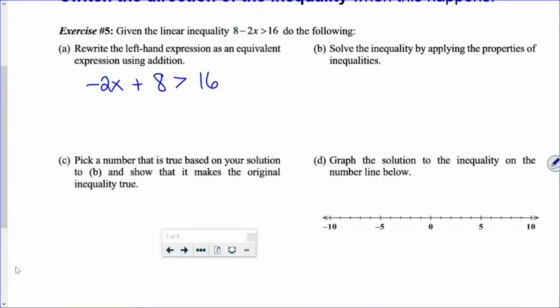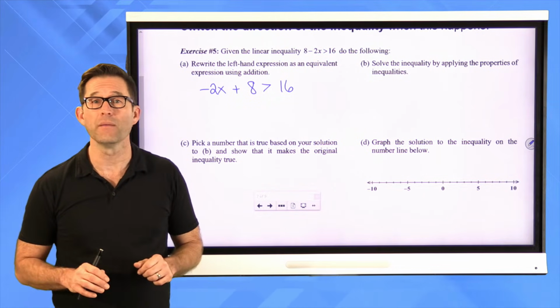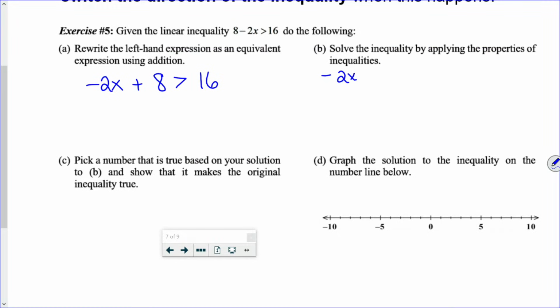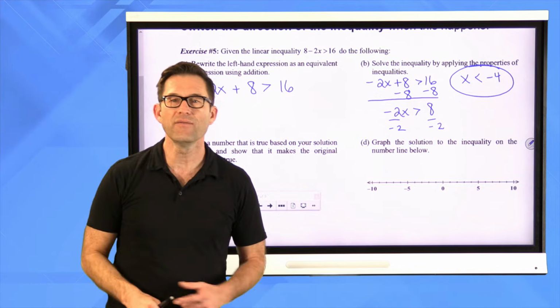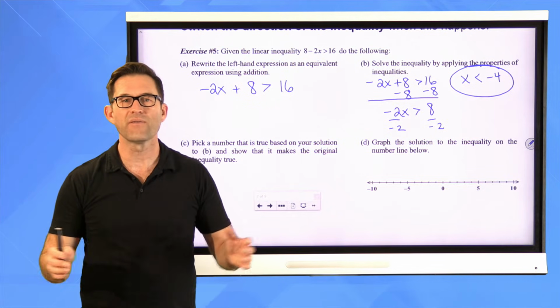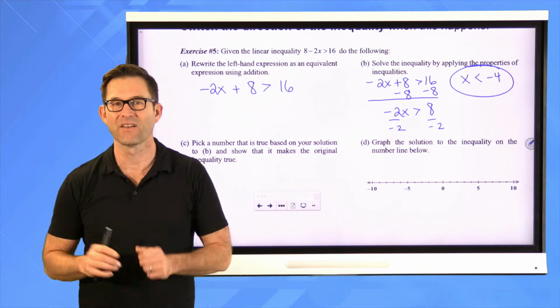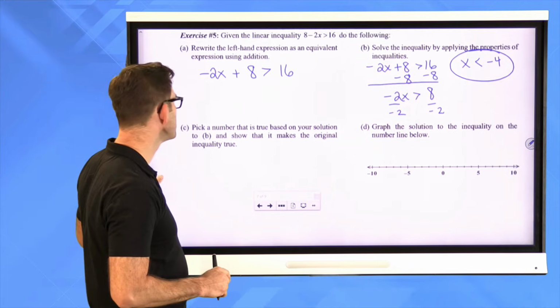Now, let's take a look at letter B. Solve the inequality by applying the properties of inequalities. This is almost exactly what we did before. I'm going to have negative 2x plus 8 is greater than 16. I'm going to subtract 8 from both sides. When I do that, I don't switch the inequality because I can subtract or add anything I want. But now, I have to divide both sides by negative 2. And as soon as I do that, it flip-flops into a less than symbol, and 8 divided by negative 2 is negative 4. So I've got negative 2x is greater than 8. That's very true. But as soon as I divide both sides by negative 2, I now have x is less than negative 4.